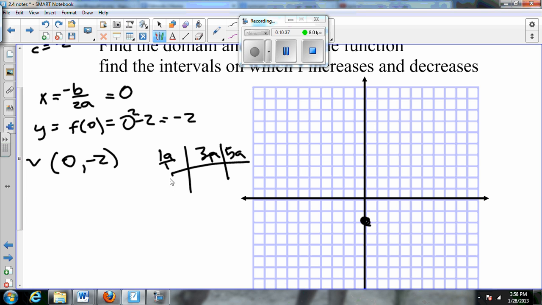So we're going to go up 1a over 1. a is 1, so it's going to go up 1 over 1 in both directions. From those, it's going to go up 3 over 1. 1, 2, 3 over 1. If you need help graphing parabolas, please let me know. And 5. So we see it is a parabola.